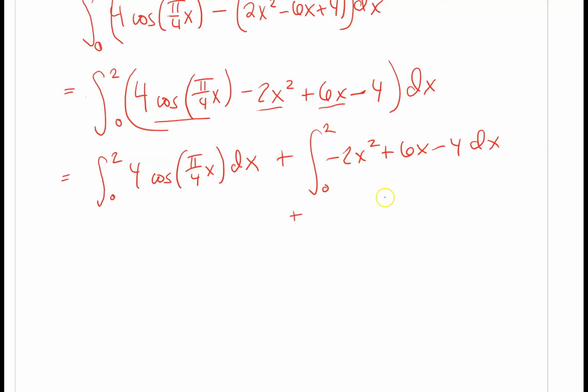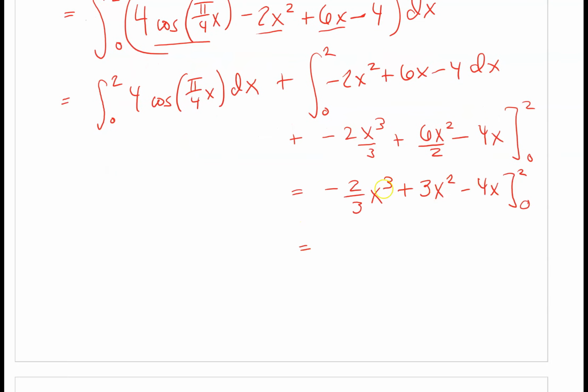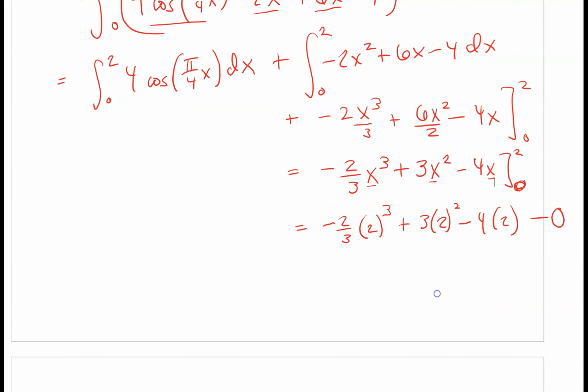So I'll take the antiderivative for each of these terms, and then I have to evaluate them from 0 to 2. I'll simplify a little bit. Then I'll evaluate at each endpoint. Of course, when I plug in 0 to each of these terms, they each have an x, so the result would just be 0. So I'm just left having to add these three terms together.